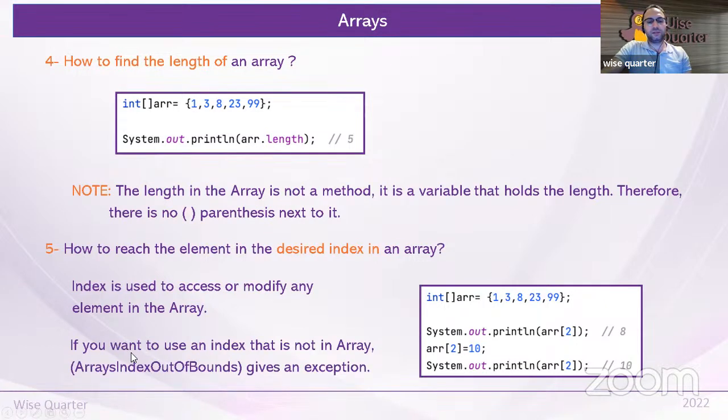If you print an index out of the bound, I mean 0, 1, 2, 3, 4, it has 5 indexes here, starting from 0 to 4. If you write a number which is not there, you will see an array index out of bound exception. It's not a compile time error. It happens when you run the code, so it is a runtime error.